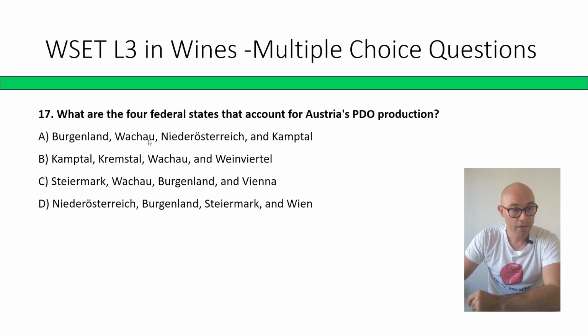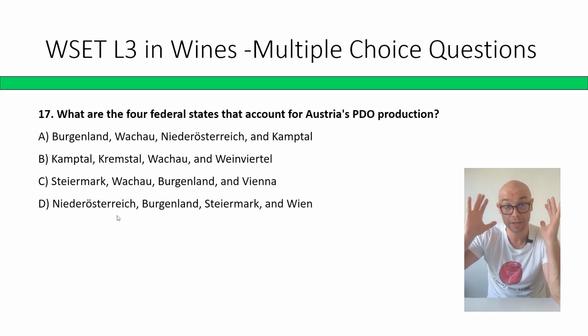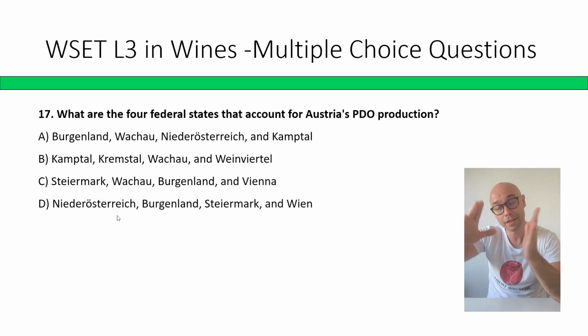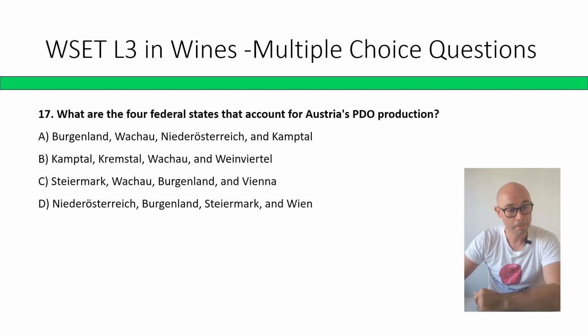What are the 4 federal states that account for Austria's PDO production? Burgenland, Wachau, Niederösterreich, Kamptal, Kremstal, Wachau, Weinviertel, Steiermark, Wachau, Burgenland and Vienna, Niederösterreich, Burgenland, Steiermark and Vienna. The correct answer is D. Niederösterreich is the biggest one in the north, Burgenland close bordering Hungary, Steiermark bordering Italy in the south, and Vienna is the capital in the middle.